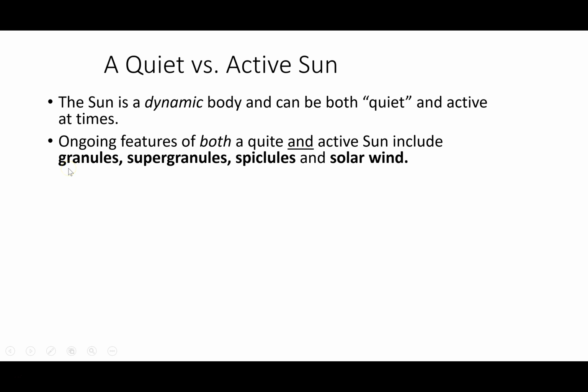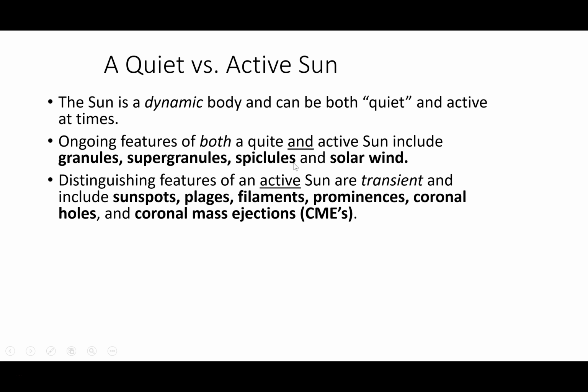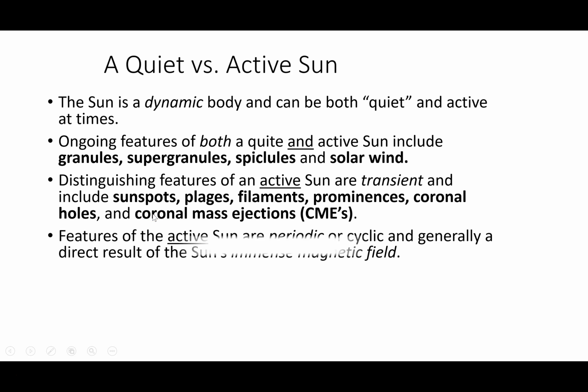So whether it's active or quiet, are granules we saw associated with the photosphere, supergranules, spicules, solar wind. Things that are associated with an active sun then would be these, and I've got some pictures I think coming up of these. Sunspots, sometimes come in sunspot groups, plages, filaments, prominences, coronal holes, and the big granddaddy of them all, which has actually charged particles, hopefully not with the Earth in its path, the coronal mass ejections, or CMEs.